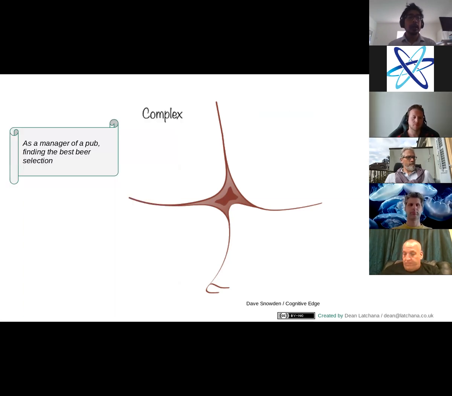Complex domain, again, let's suppose we're a pub manager and we want to be able to choose the best types of beer. We're now going into the summer months, and let's suppose we want to be able to complement our beers with a new food menu for the summer.